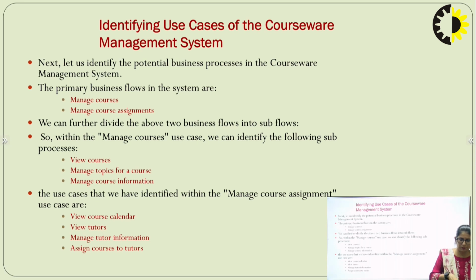So in the next process, let's identify the business processes in the courseware management system. Which actor is going to perform which kind of business process? The very first business process is manage the course or manage the course assignment. These are the two processes which will be managed by the administrator, right? But manage course is again a complex process. Managing it not only includes just manage, it includes view course as well. It includes manage the topic for a course. It includes manage the course information as well.